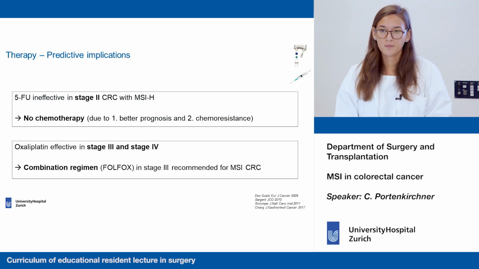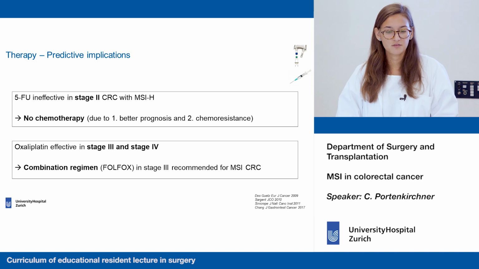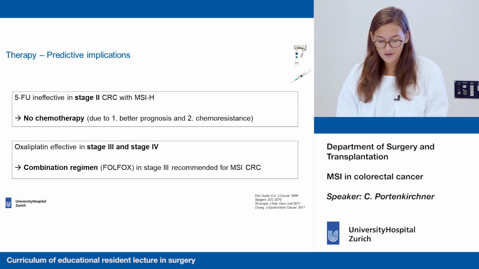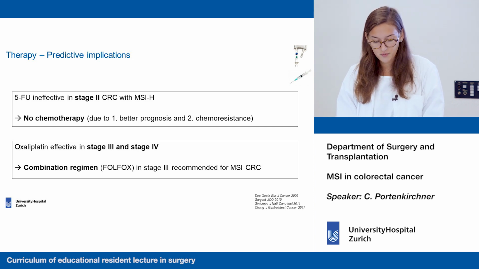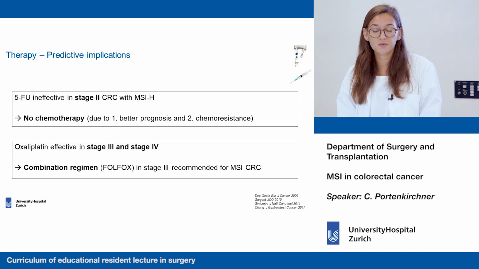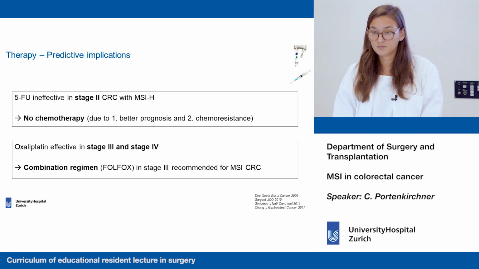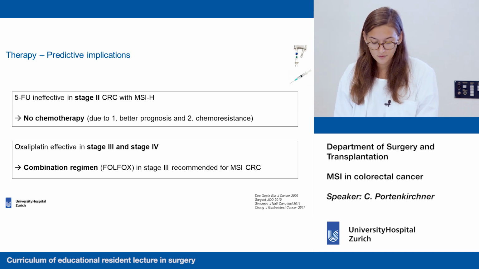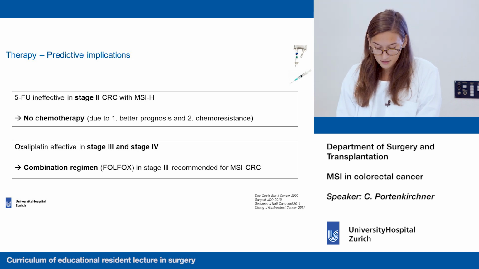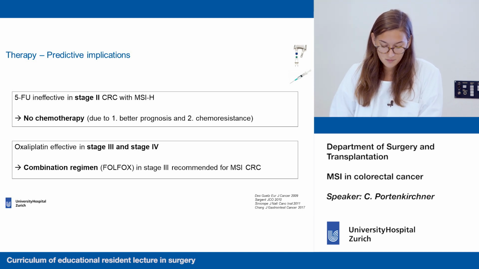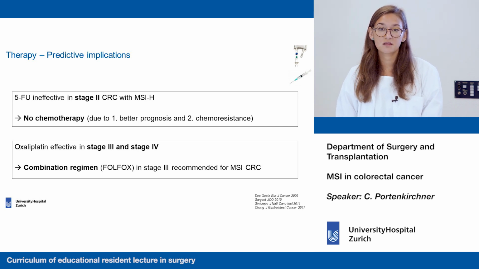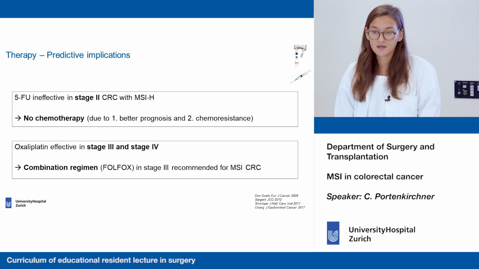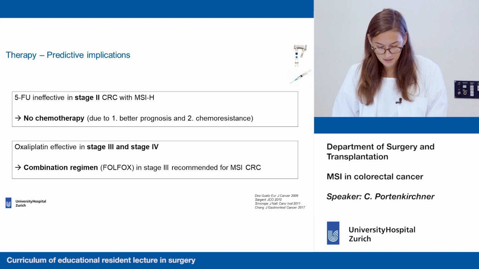In the end, we talk about therapy. It's just the predictive implications. Data indicate that 5-FU chemotherapy is inactive in stage 2 cancer patients with MSI. This is consistent with preclinical data showing that mismatch repair deficiency is associated with 5-FU resistance in colorectal cancer cells. But the chemotherapy regimen of folinic acid, 5-FU, and oxaliplatin, also known as FOLFOX, is effective in stage 3 and metastatic cancer.